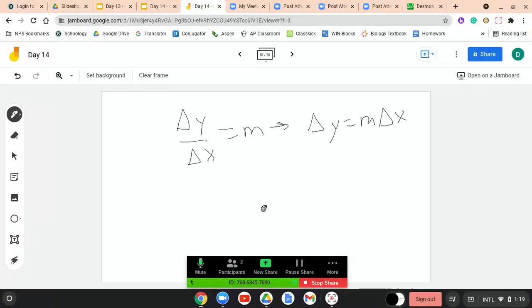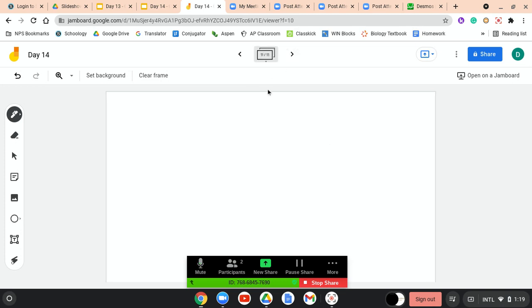If I'm looking at a point here and I'm looking at another point here, if I want to find how much y changes, I take how much x changes and multiply it by the slope, using this equation. And remember, this equation only works for lines, because our slope definition only really works for lines.